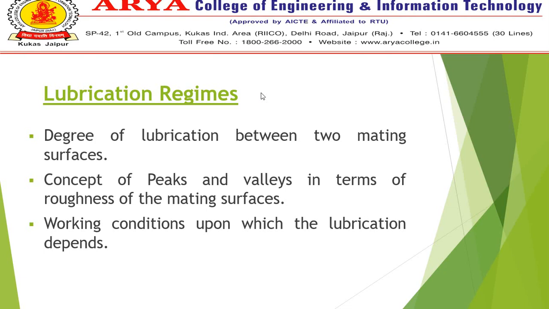So in that context we have two important terms, peak and valleys, that are related to the roughness of the mating surfaces. Peak is the material which is raised above the mean surface of the material. And the valley is like a pit, so it goes under the mean surface layer of the surface material. So the variation between peak and valley will define the roughness of the mating surfaces.